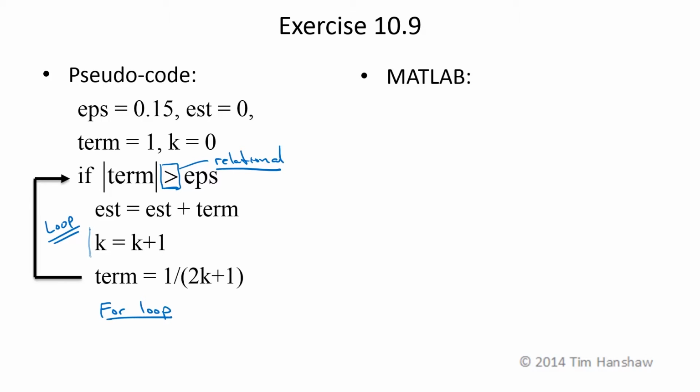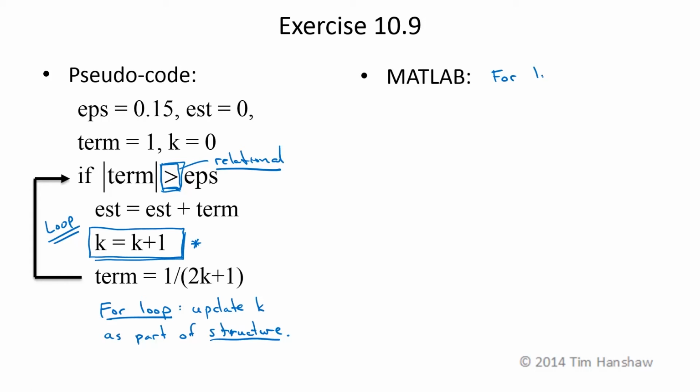In a for loop, we don't have to explicitly update k. We had to have this statement in the while loop. For a for loop, we can update k as part of the structure. The penalty is that this relational operation that we have to check has to be done explicitly inside the loop, the way updating k had to be done in the while loop. So let's take a look at this using a for loop.